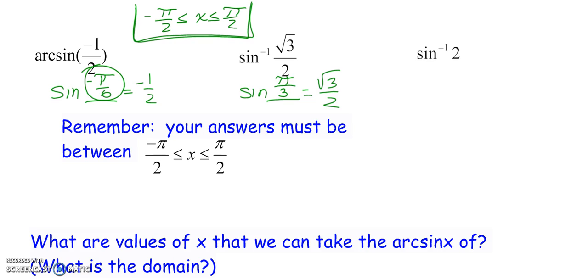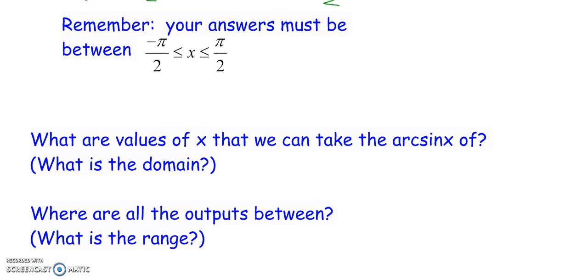And last but not least, the sine of what is equal to 2. And I hope that would bring up a red flag, because you know the maximum and minimum of sine. Maximum for sine is 1. The minimum is -1. So there is no solution to this problem. You can't take the sine of anything and get an answer of 2.